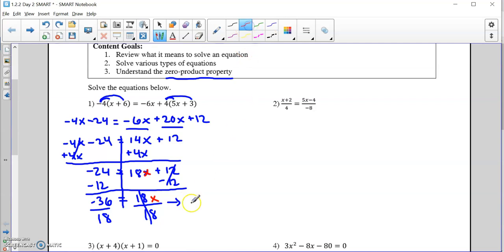So our final answer then is going to be negative 36 divided by 18, which is just negative 2. Okay? And that is how you solve in this kind of a situation. There are a few problems like that on your homework.